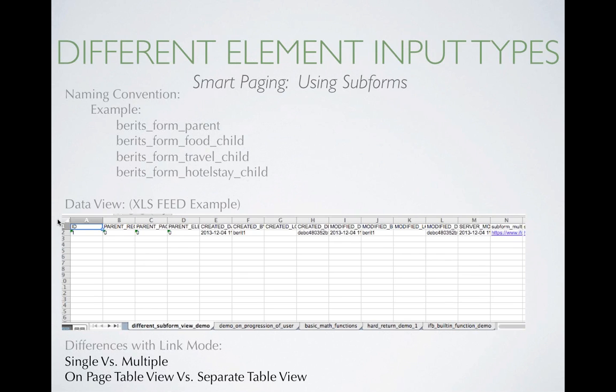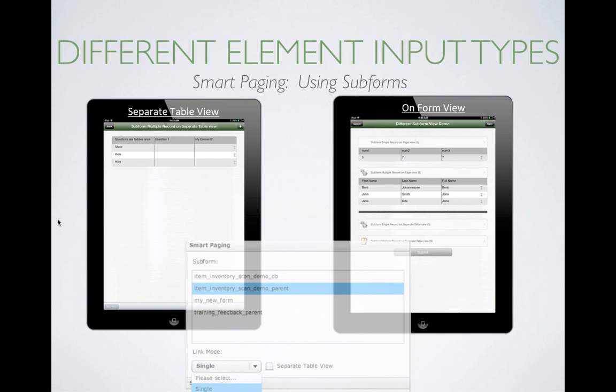As you can see underneath there, I have an example of an Excel file or Excel feed that would include what it looks like to have a form and using subforms in the data. Each subform creates its own tab at the bottom. Underneath there, and the last thing on this page, you'll see the differences with the link mode. So you have the option to have a single or multiple or on-page table view versus the separate table view. Again, I just want to cover this so that when we're faced with this option, when we're building our form in a few minutes, you really can identify what it is that I'm referring to.